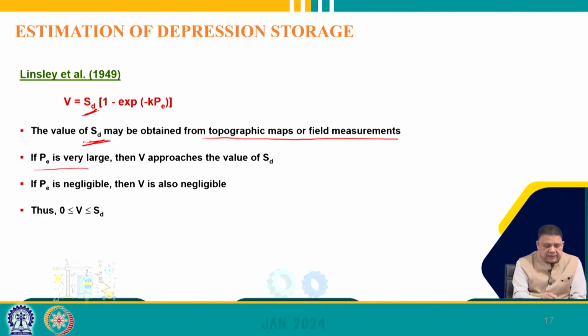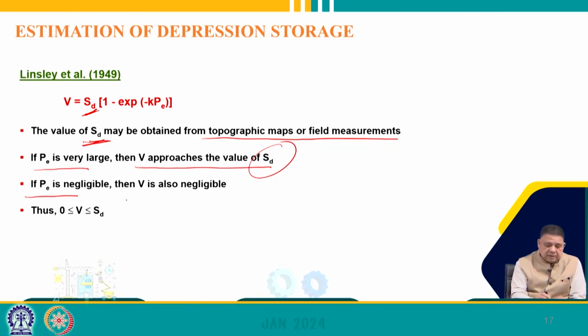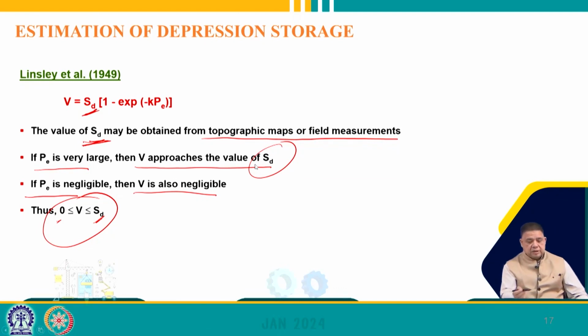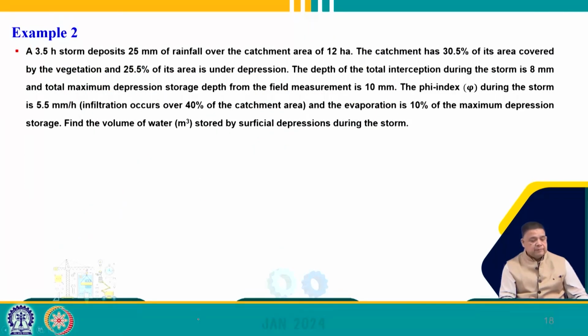Now, if PE is very large, that is, the effective rainfall is very large, then V approaches the value of SD. That means the depression storage will be fully filled up to SD. If PE is negligible, then V will also be negligible. That means depression storage can lie between 0 and SD, where SD is the maximum depression storage capacity, which we can find from topographic maps or by field measurements.